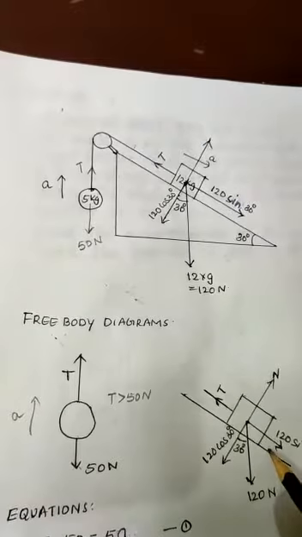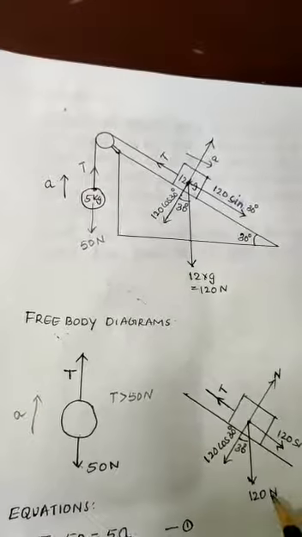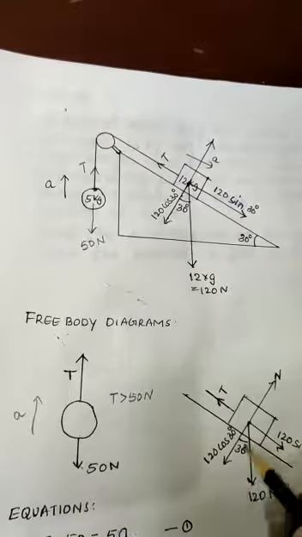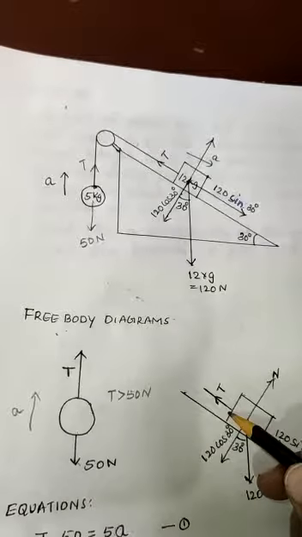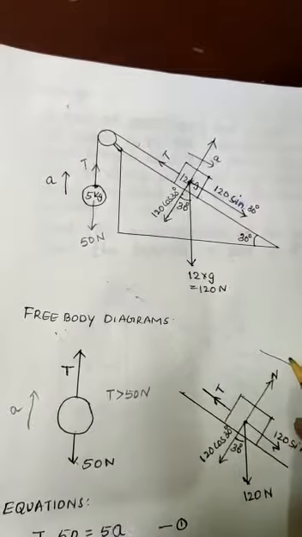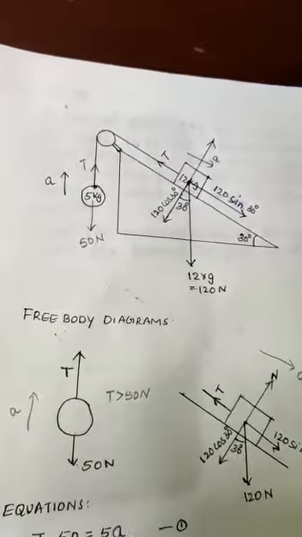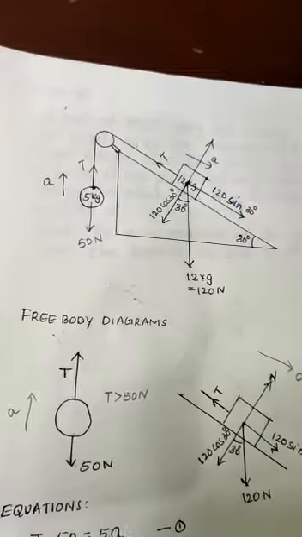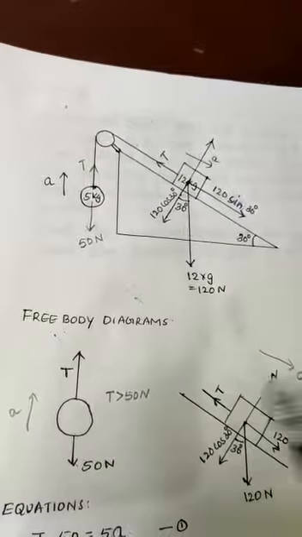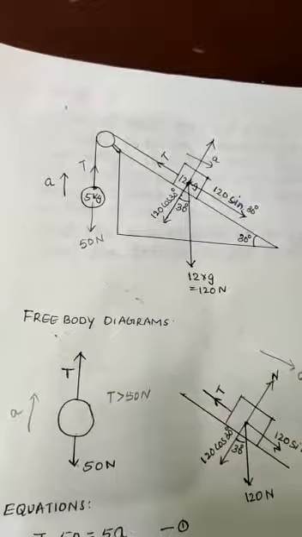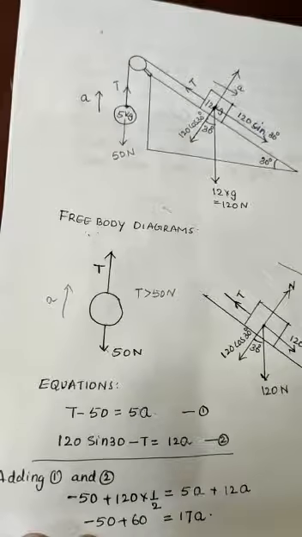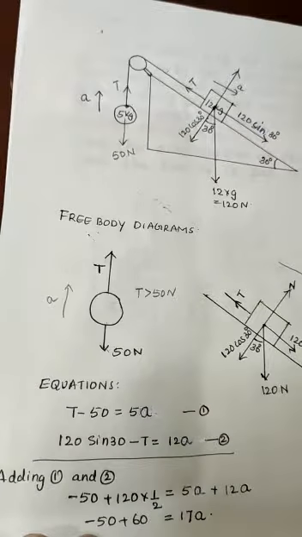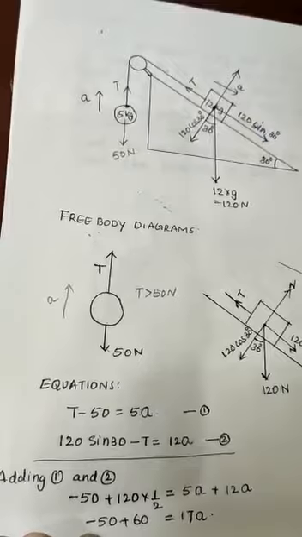Now if you look at the other block of 12 kg, you can see that 120 cos 30 is acting opposite to N and 120 sin 30 is acting opposite to T, and the acceleration is in this direction. So the free body diagram gives us the equations. For the ball, we can say T minus 50 equals 5a. And for this 12 kg block, 120 sin 30 minus T equals 12a.